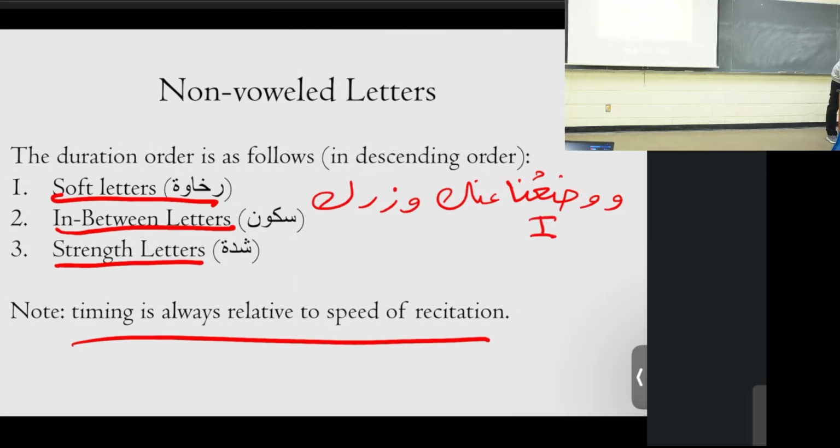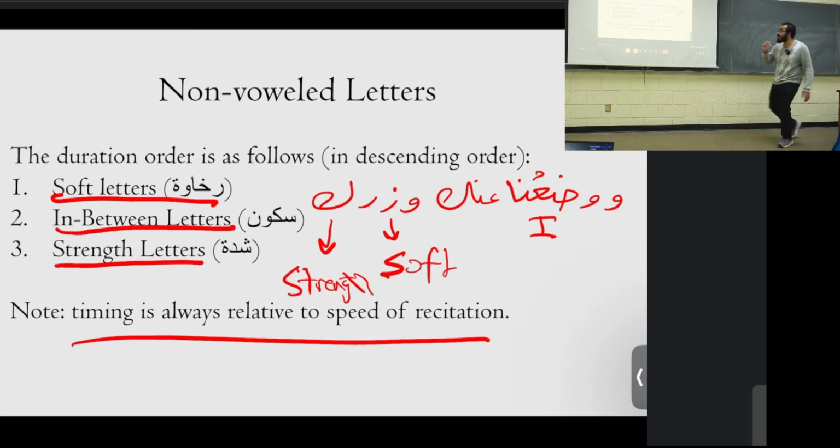Okay? Now, Zain, is it soft? Is it in between? So who says soft? Okay, more people saying soft. Okay, who's saying in between? And nobody's saying shidda, obviously. Yeah? So Zain is a soft letter. And the kaf, like we said before, is a strength letter. So, soft and strength. So how am I going to recite it? Now focus on the ayn when I say it, and focus on the zain when I say it, okay?